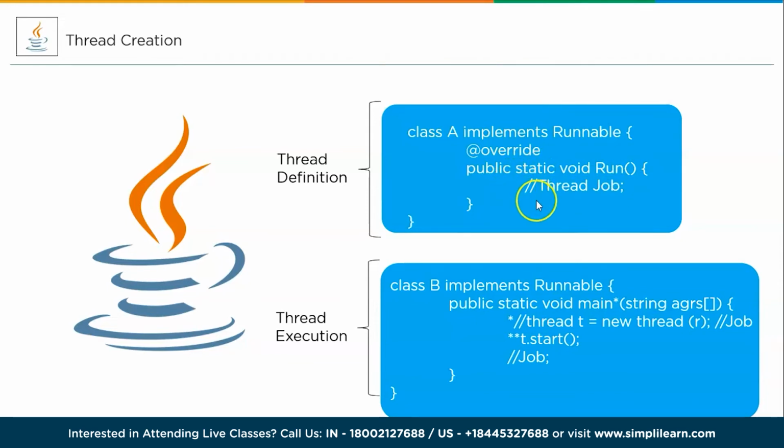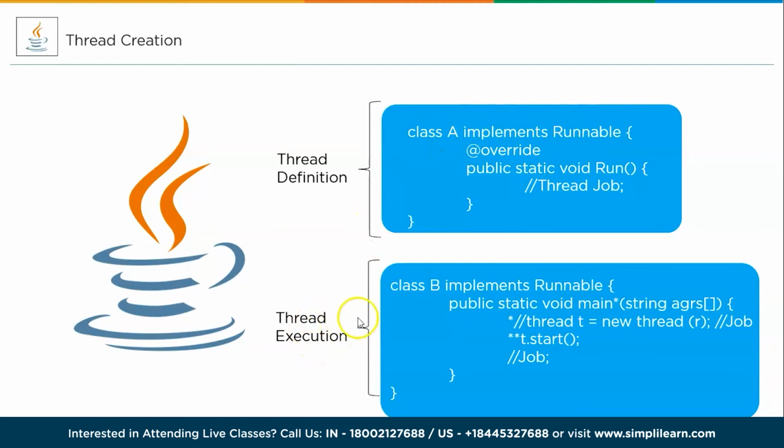Inside this particular run function, whatever you write is considered the thread job, which can be anything: printing a simple message, a for loop, a condition, or any duty you want to execute in terms of software. This is called a thread job, which is always encapsulated inside the run function of the runnable interface.